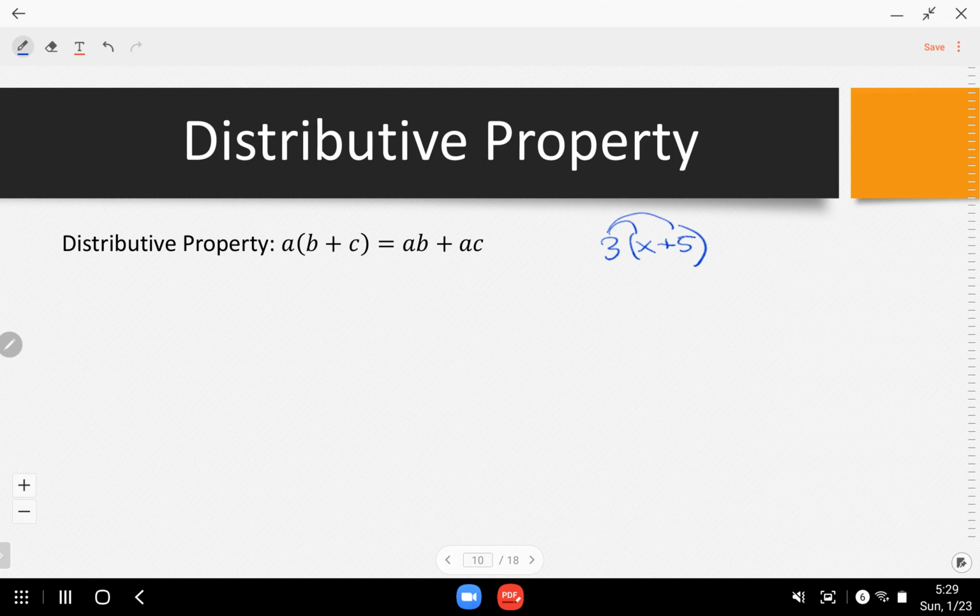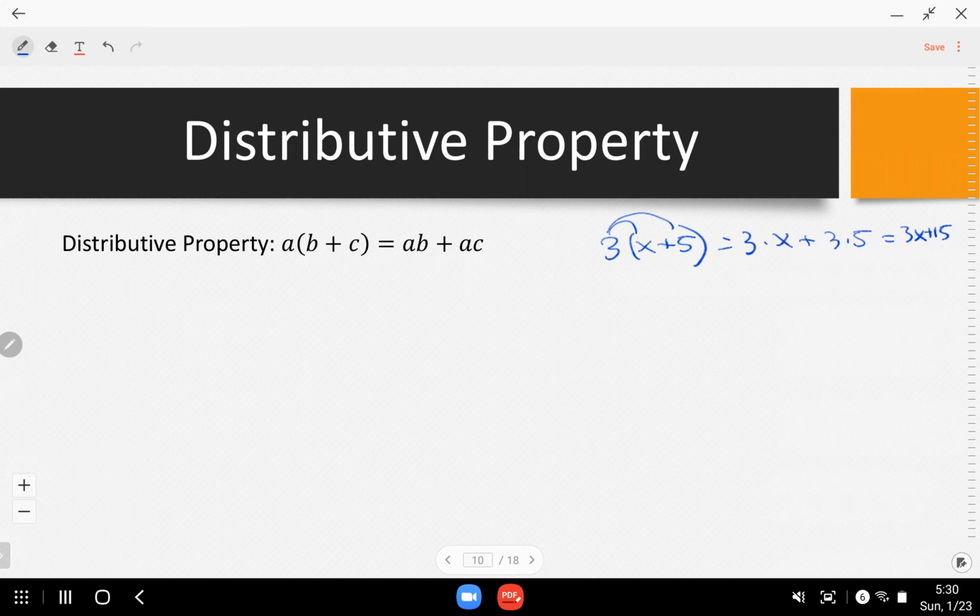What you need to do is distribute it to both terms, okay? So you get 3 times x plus 3 times 5, then you get 3x plus 15, right? Here's a subtle point that a lot of people don't know about when they're learning Algebra 1.